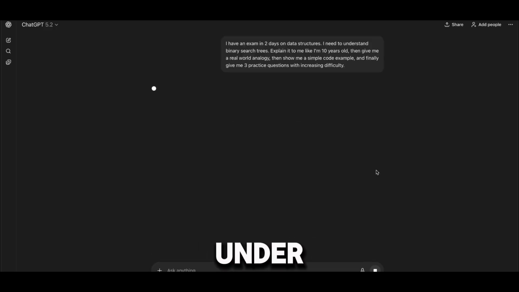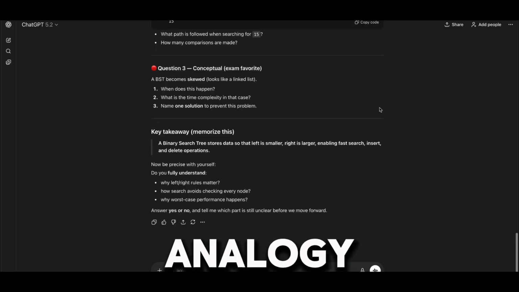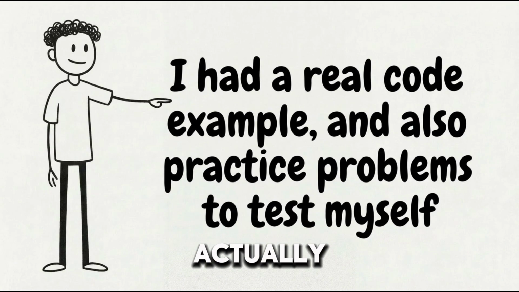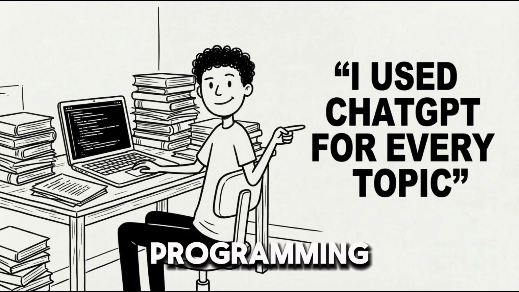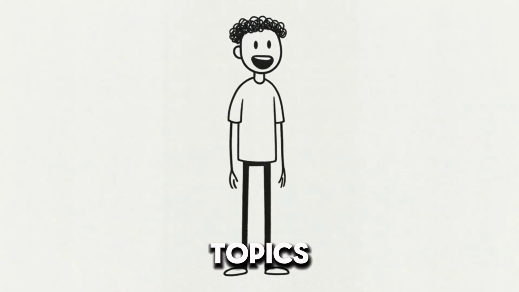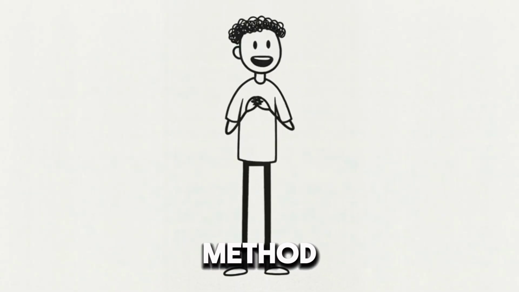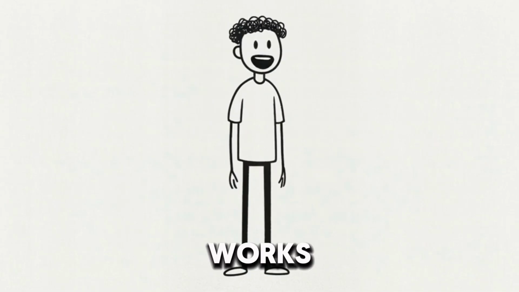And boom. In under 30 seconds, I had a simple explanation, a real-world analogy, a code example I could actually understand, and practice problems to test myself. I did this for every major topic. Binary trees, ChatGPT. Graph traversal, ChatGPT. Dynamic programming, you guessed it. I went through around 15 topics in 4 hours using this method. Pro tip, use GPT-4 if you can, but the free version works too.